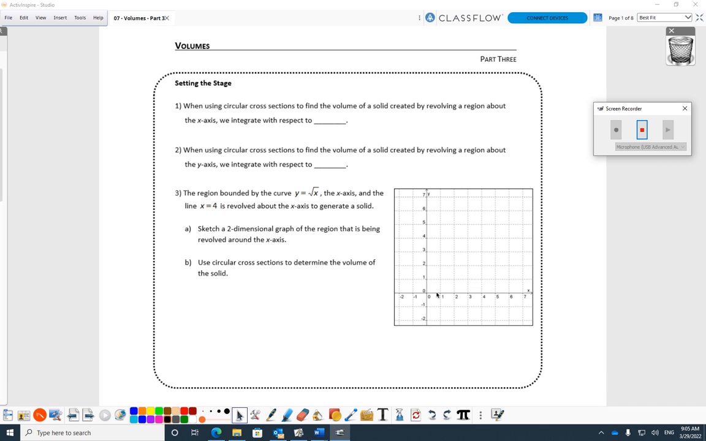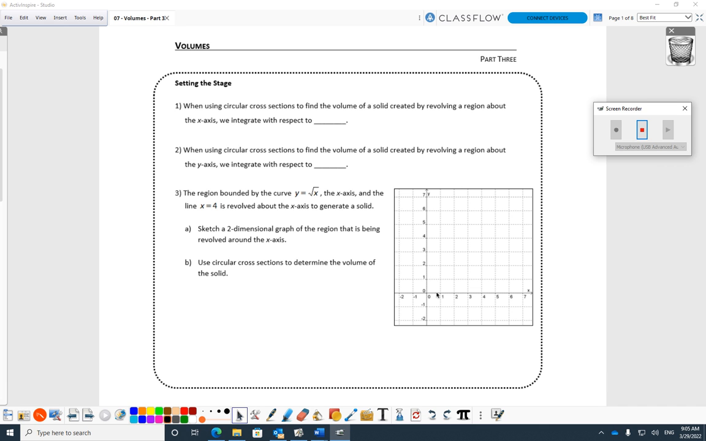When using circular cross-sections to find the volume of a solid created by revolving a region about the x-axis, we integrate with respect to, well, maybe you don't know the answer to that just by looking at it. I don't know that that's perfectly clear at this point. So let me skip ahead and draw the picture they're talking about, draw the circular cross-section, and then ask the question again. So here's the question that's coming up.